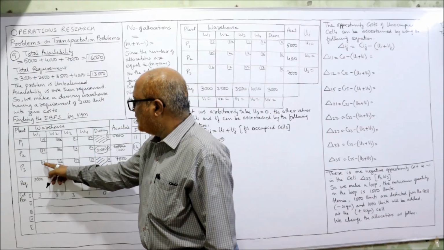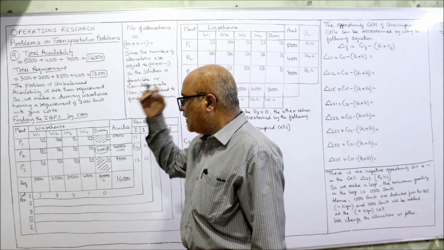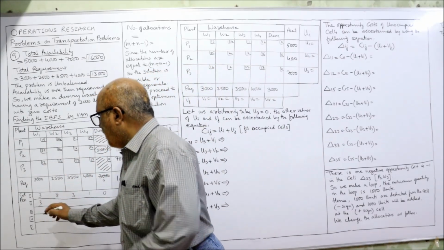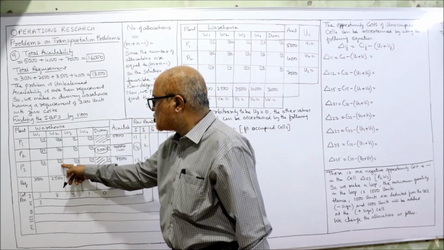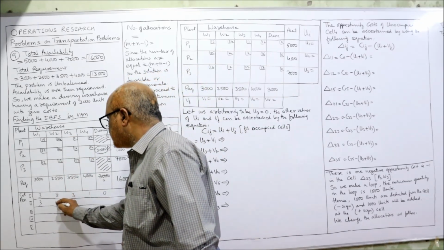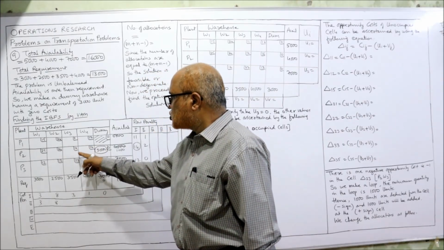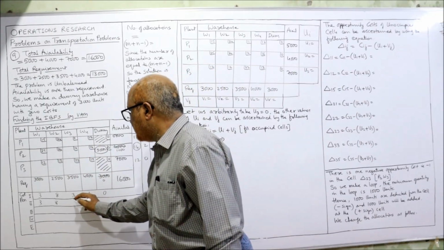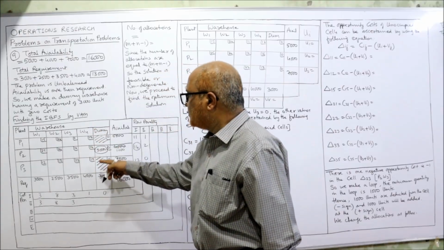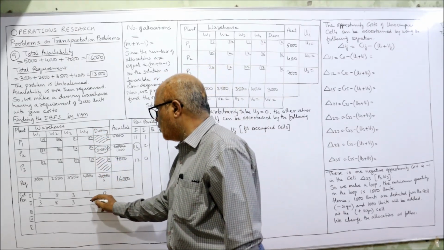Minimum is 12, next minimum 15. So 15 minus 12 is 3. Here minimum 12, next minimum 20, so 8. Minimum 11, next minimum 14. 14 minus 11 is 3. Minimum 12, next minimum 13, so 1.